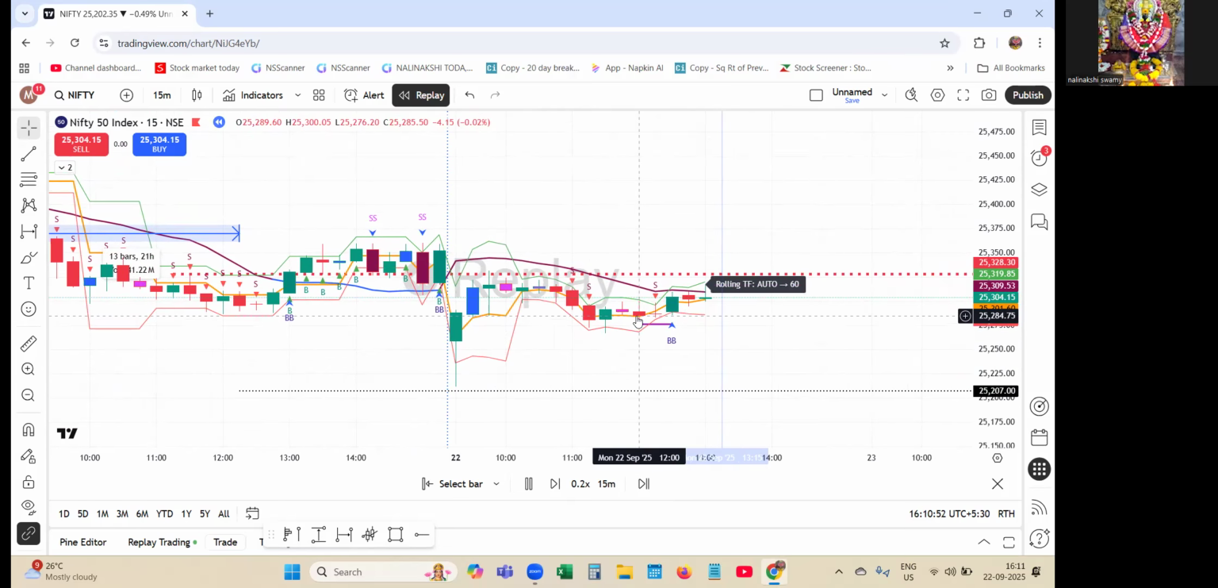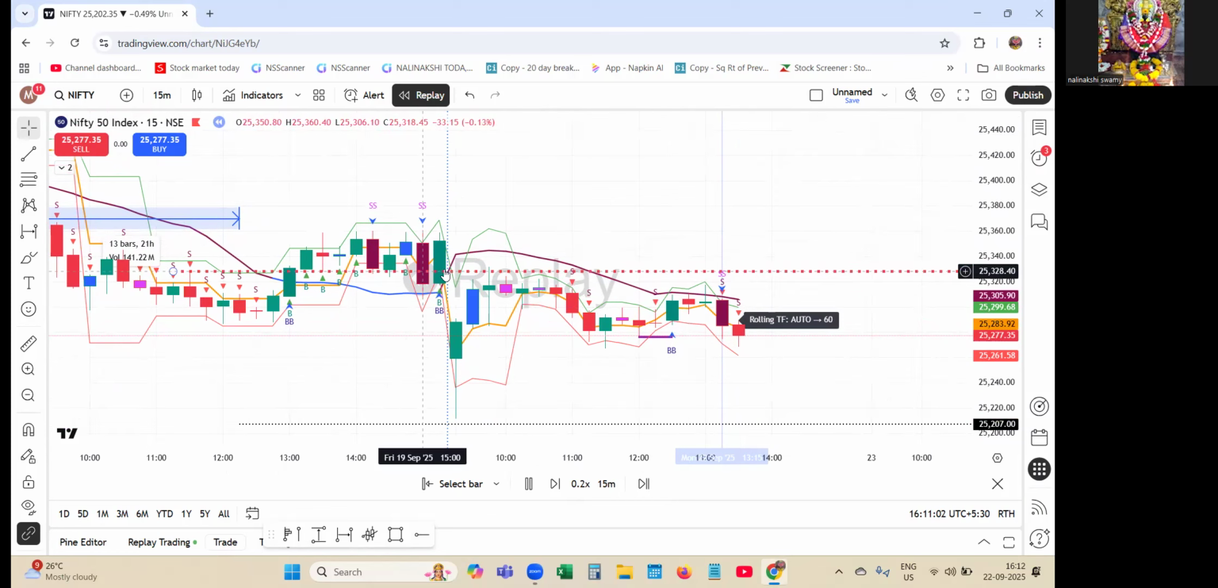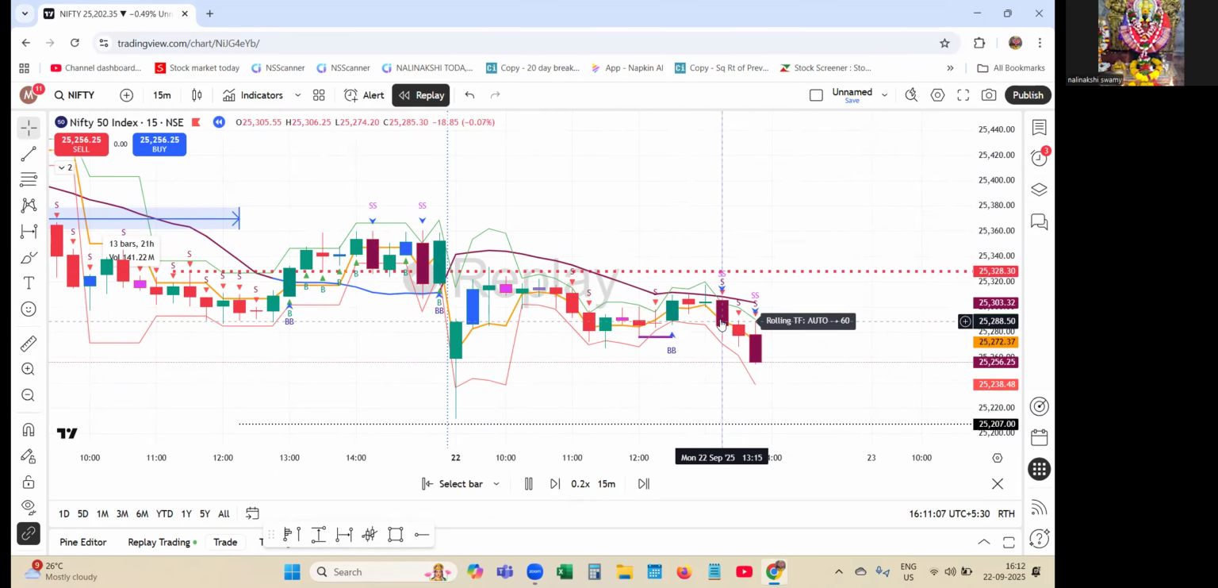Still, this indicator is plotting sell. Why? The price is unable to cross above the Gann HiLo. The Gann HiLo, from here to here, has not changed its color. That is the beauty of this.